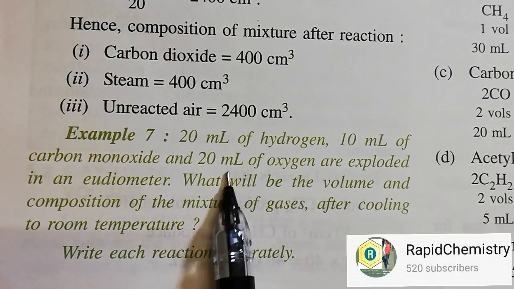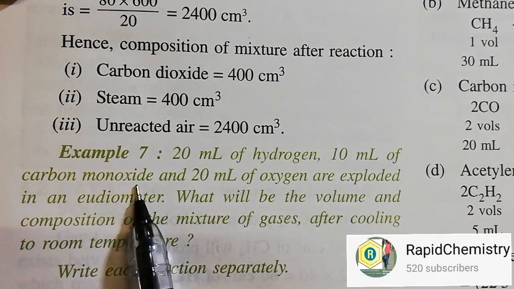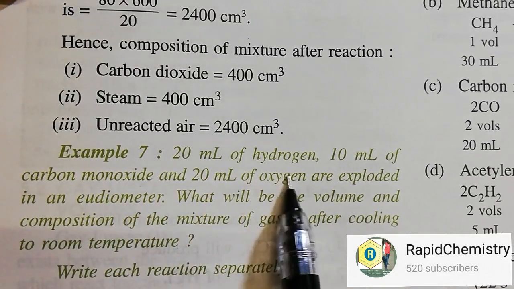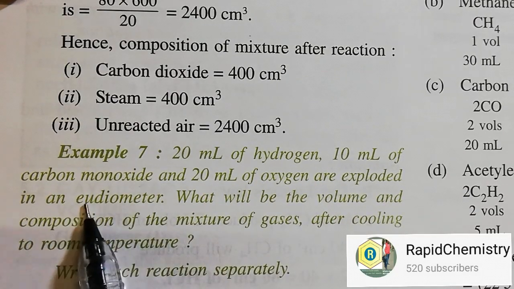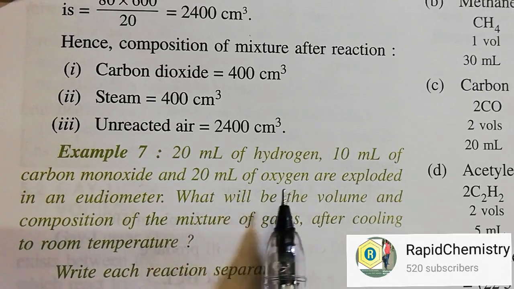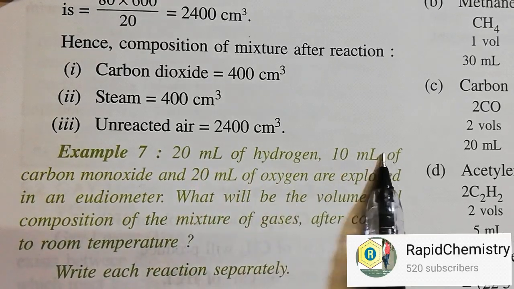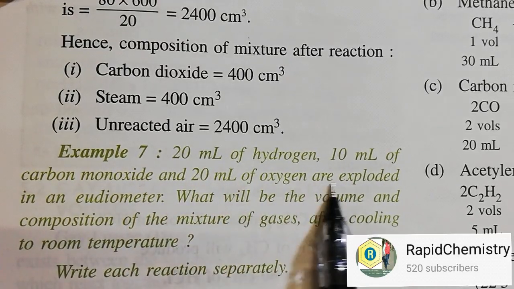Another important one here: 20 ml of hydrogen and 10 ml of carbon monoxide and 20 ml of oxygen are exploded in a eudiometer. What is a eudiometer? A eudiometer is a very small tube made of glass, where generally these reactions can be carried out. So 20 ml hydrogen, 10 ml carbon monoxide, 20 ml oxygen.